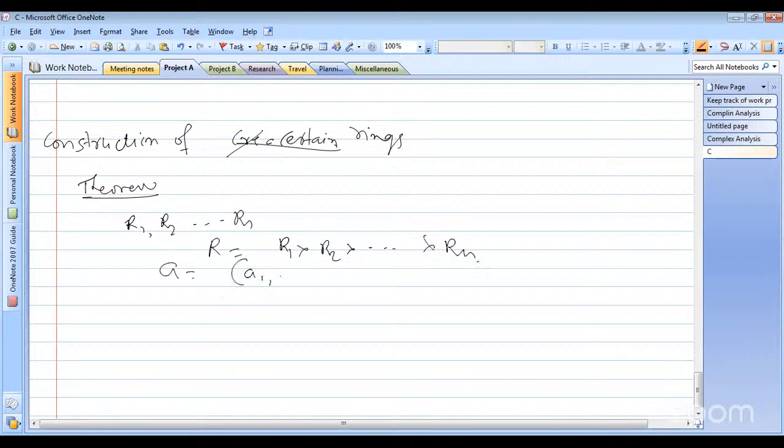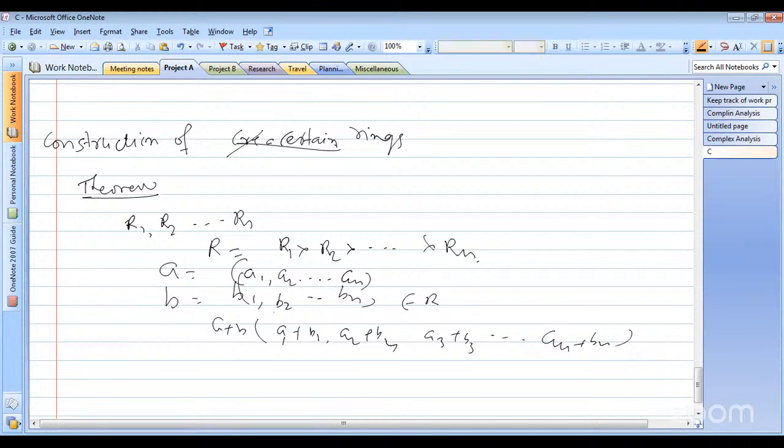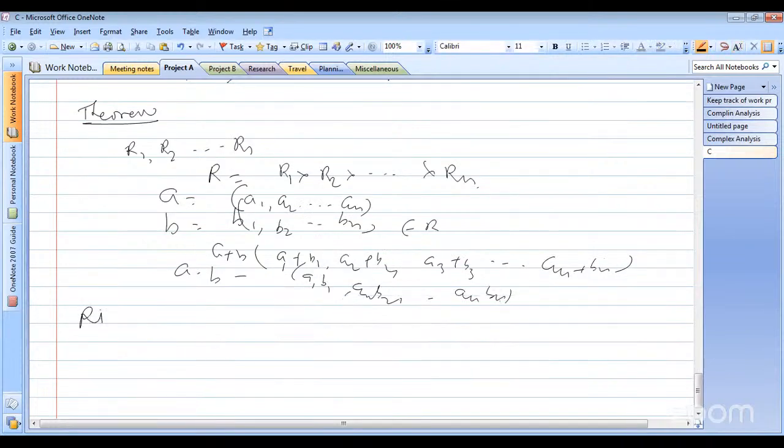For any a equal to (a1, a2, ..., an) and b equal to (b1, b2, ..., bn) belonging to R, a plus b is defined as (a1 plus b1, a2 plus b2, and so on, an plus bn), and a dot b is equal to (a1 b1, a2 b2, and so on, an bn). Then R is a ring with respect to the above operations, with zero element (0, 0, ..., 0) and identity element (1, 1, ..., 1). So R is called the direct product of R1, R2, and so on, Rn.